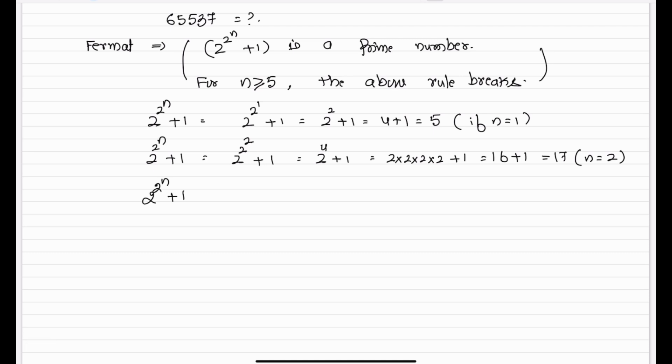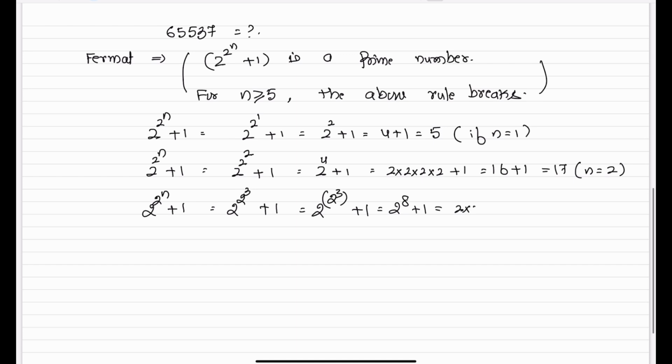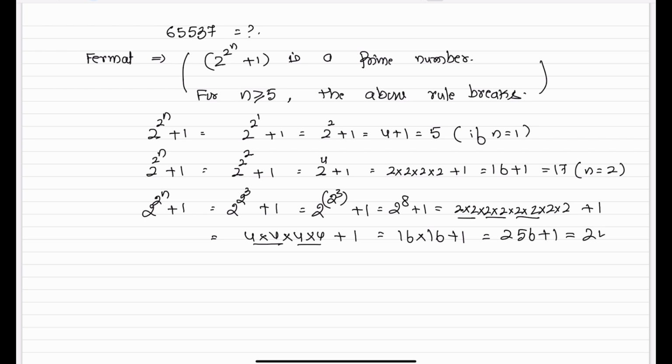Now for n is equal to 3: 2 to the power of 2 to the power of 3 plus 1 is equal to 2 to the power of 2 cube. 2 cube is 8. 2 to the power of 8 plus 1, that is 2 into 2 into 2 into 2, eight times, plus 1. 2 into 2 is 4, again 2 into 2 is 4, again 4, again 4, then 4 into 4 is 16, again 4 into 4 is 16. 16 into 16 is 256 plus 1, that is 257. This is n is equal to 3, the third Fermat number.